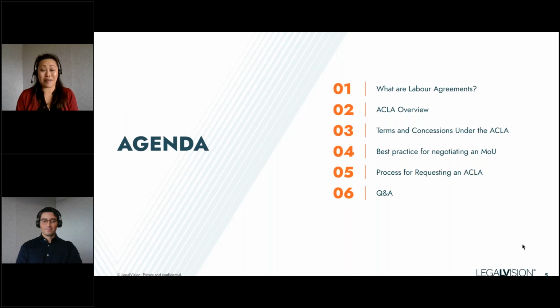So today we're going to talk about the aged care labour agreement, but first we're going to talk briefly about, well, what are labour agreements, because that's quite important to understand. We'll talk about generally the aged care labour agreement, an overview of it, and then we'll discuss specifically the terms and conditions of the aged care labour agreement. We'll also talk about the best practice for negotiating the Memorandum of Understanding, the MOU, and the process for requesting an aged care labour agreement. And there'll be time for some questions and answers as well.